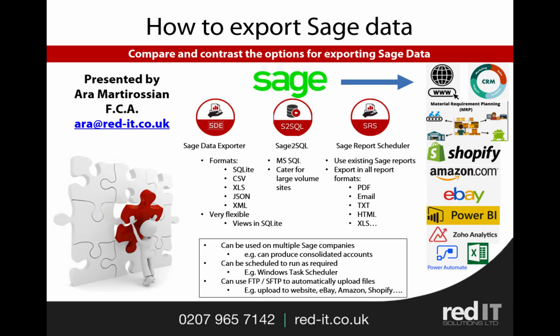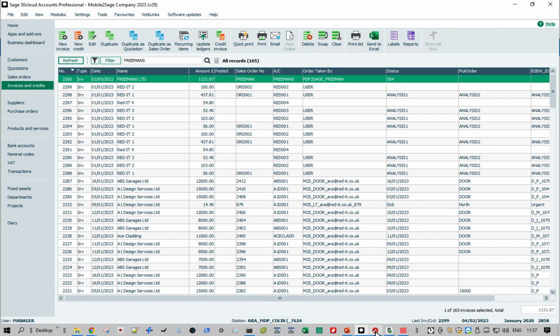The things that all three products have in common is that they can be used on multiple Sage companies, and they can be scheduled to run automatically. They can also be used to upload data to FTP sites or SFTP sites or Dropbox or something like that, so that they can be then used by your e-commerce platforms or your reporting tools. So let's have a look at these in action.